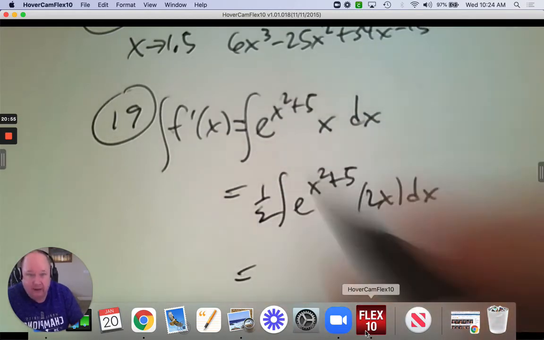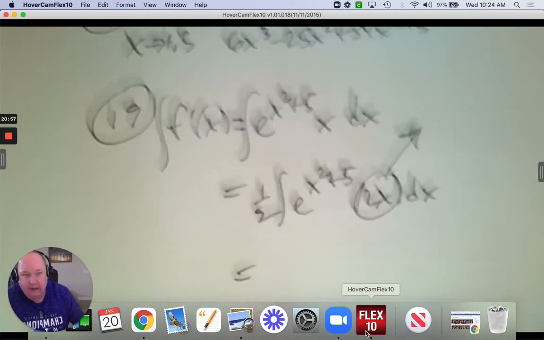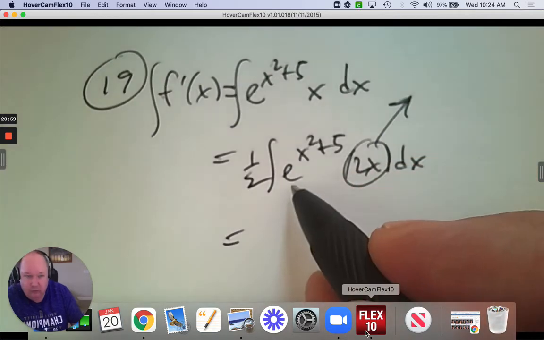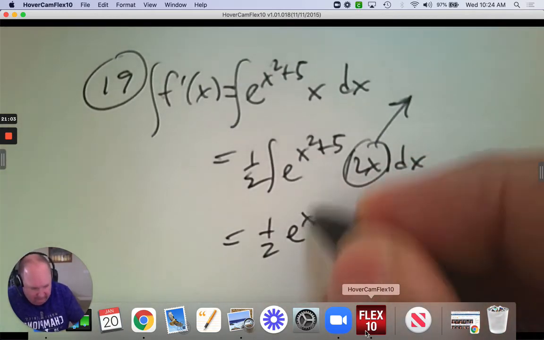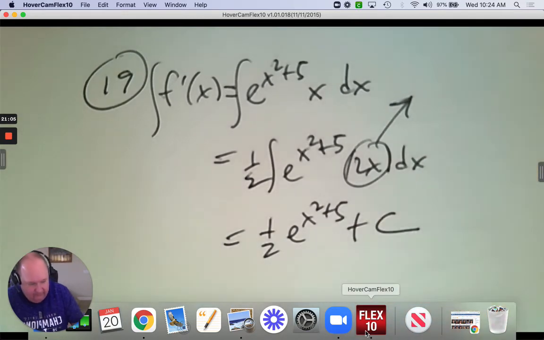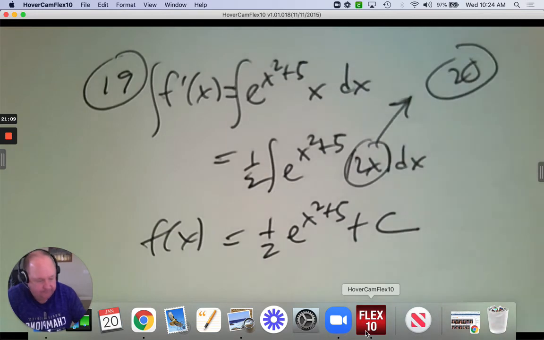Once I set it up correctly, I can circle the hook and unhook it. And then what's the rule for e is you copy it. So this is 1/2 times e to the x squared plus 5 plus c. Done. Number 20.